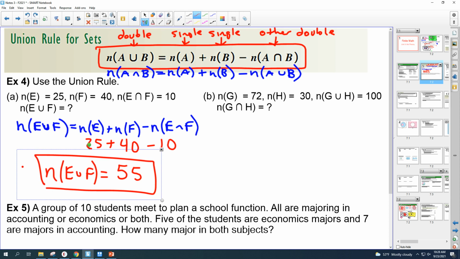Okay. So then part B, it looks like you have to do something weird because this time we're asking for the intersection. But I don't really memorize this formula. I just remember it's a start with a double and I end with the other double. So it's going to be single plus single minus the opposite double. So I started with an intersection. I'm going to have a union over here. That's my formula.